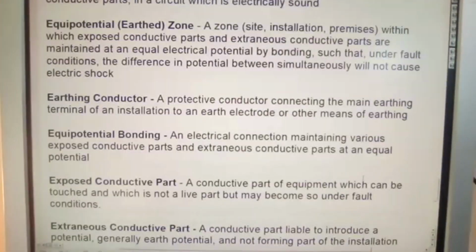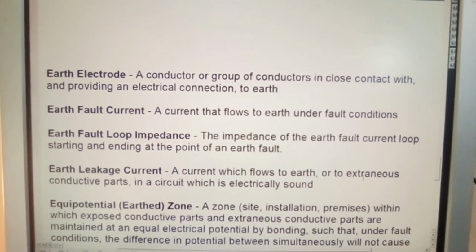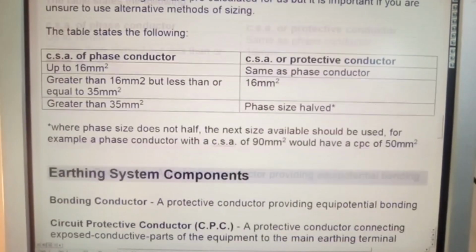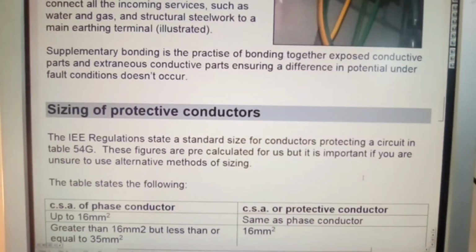Let me just go back up. Just recap, make sure I get everything in. Okay. And it's ADS bonding.